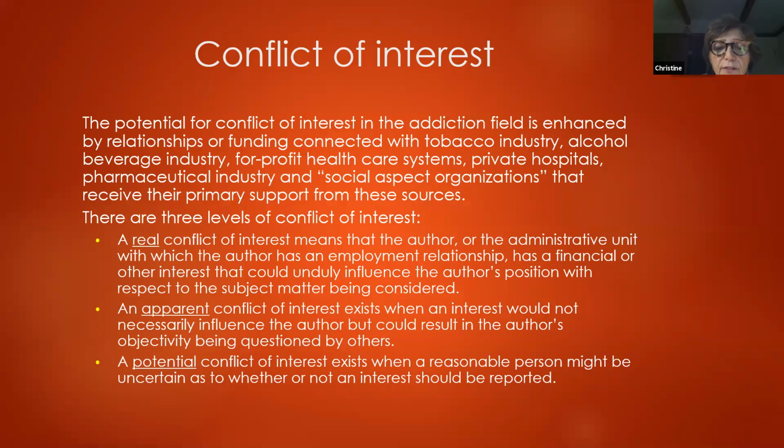There are 3 levels of conflict of interest. A real conflict of interest means that the author or the administrative unit from which the author has an employment relationship has a financial or other interest that could actually influence the author's position with respect to the subject matter being considered. An apparent conflict of interest exists when an interest would not necessarily influence the author, but could result in the author's objectivity being questioned by others.